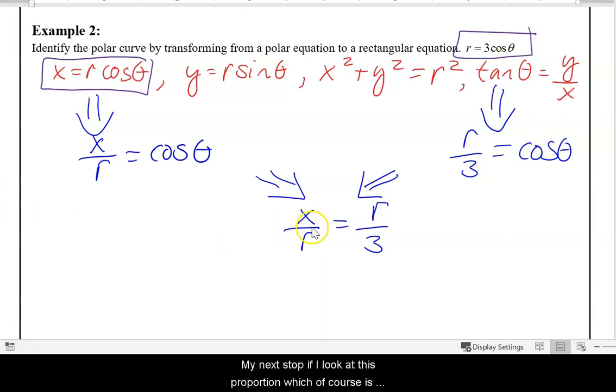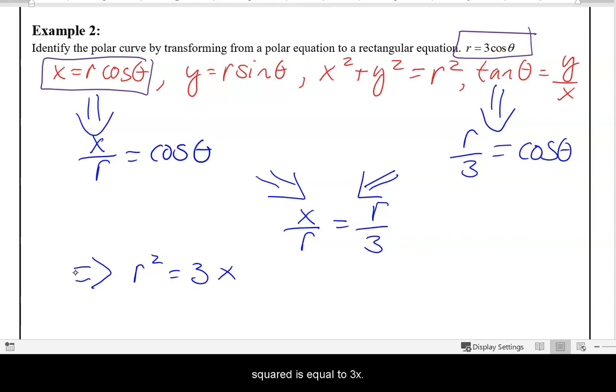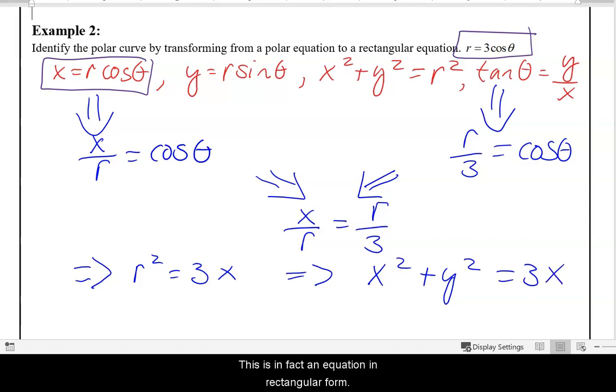In my next step, if I look at this proportion, which of course is one ratio equal to another ratio, I can solve by cross multiplying, which would lead to the equation that r squared is equal to 3x. But I have a relationship up here between r squared and x squared plus y squared. Again, this would then imply that x squared plus y squared must be equal to 3x. This is in fact an equation in rectangular form. This is in fact an equation for a circle.